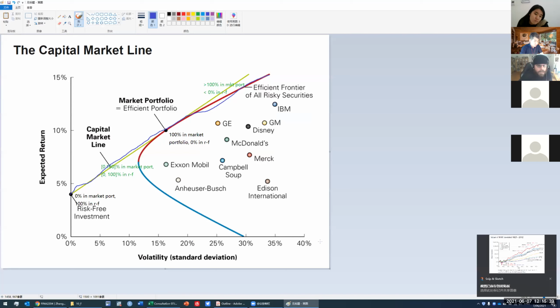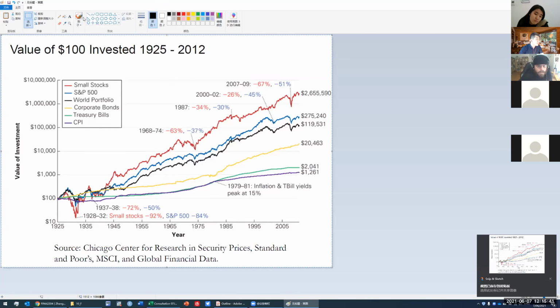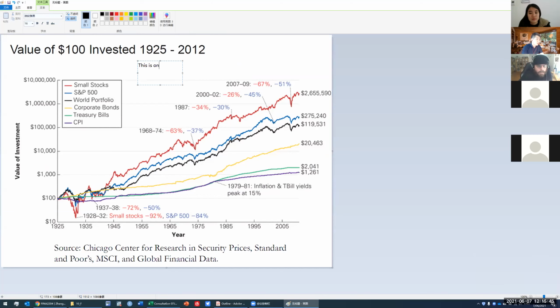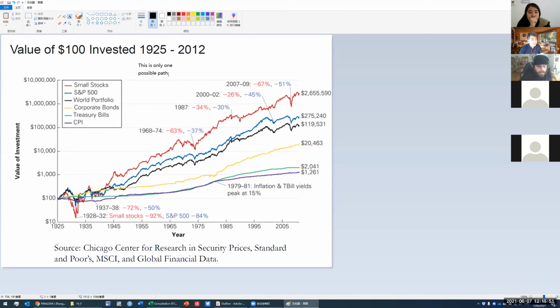This is only one possible path, but it turned out to be the only one we observe, right? So we made stories based on that path. In an alternate universe, there may be different paths. There may be a universe where small stocks actually perform worse than treasury bills. We don't know that, right?